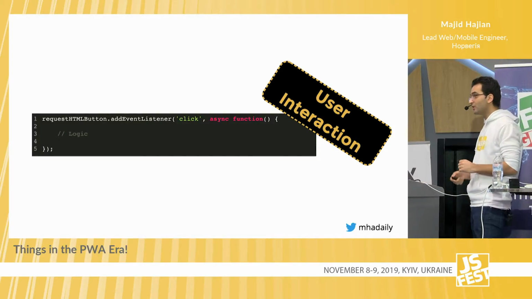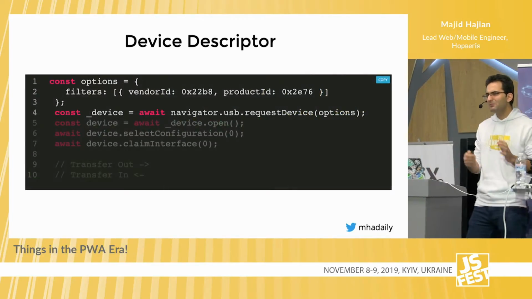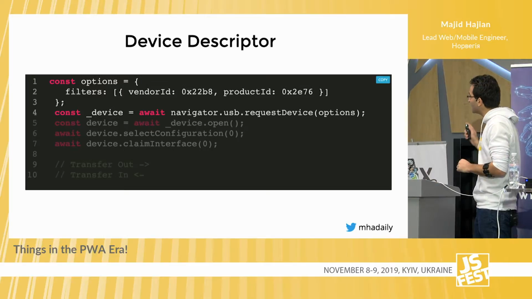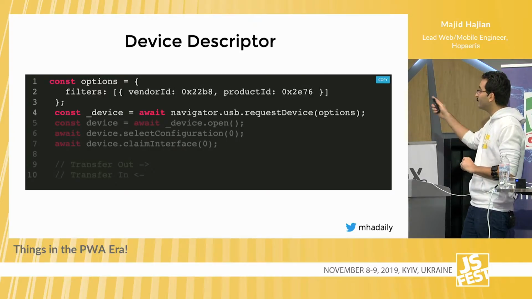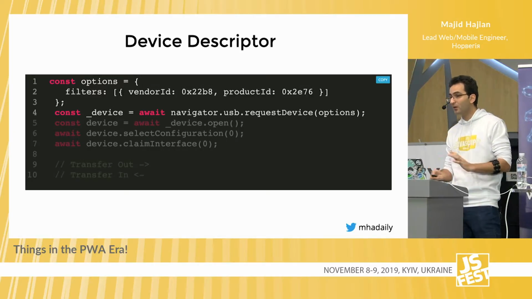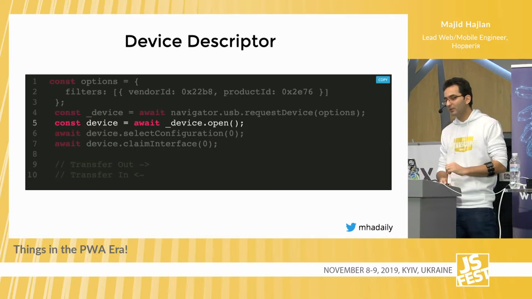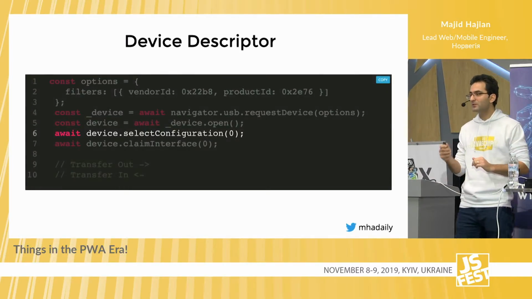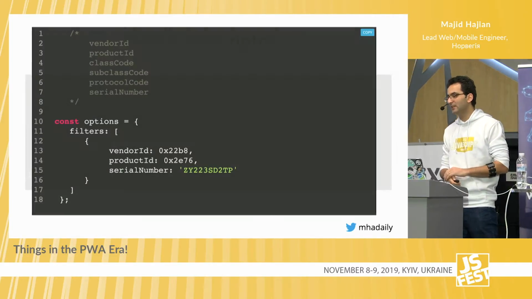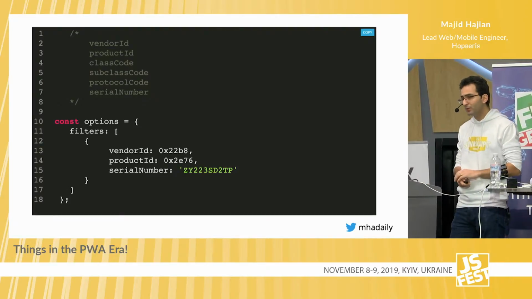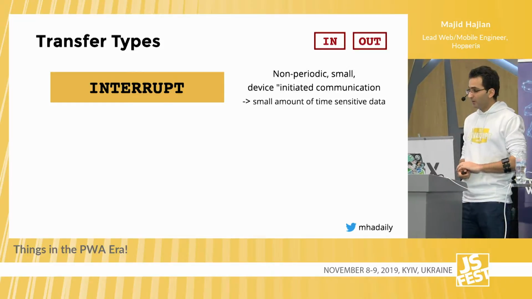User gesture or user interaction is required, as I said, like a click. And then it's pretty similar to Web Bluetooth. You have usb on navigator. You can request and filter out your device, similarly. And once the device is requested, you can open the device, select the configuration, select the interface that you want, and then start transferring data in and out. There are multiple options for filtering the device, as I already said.